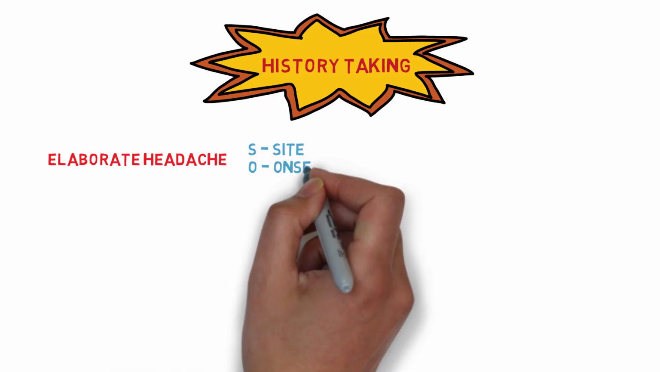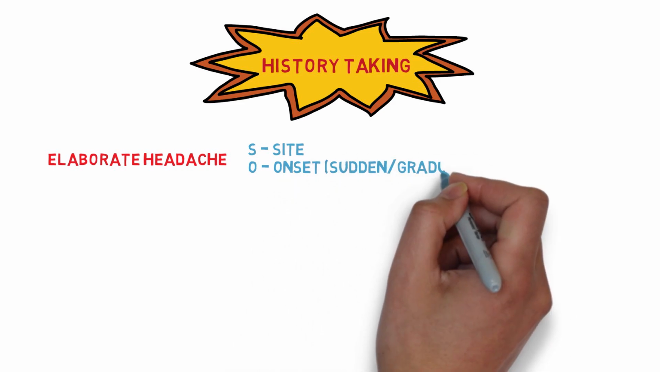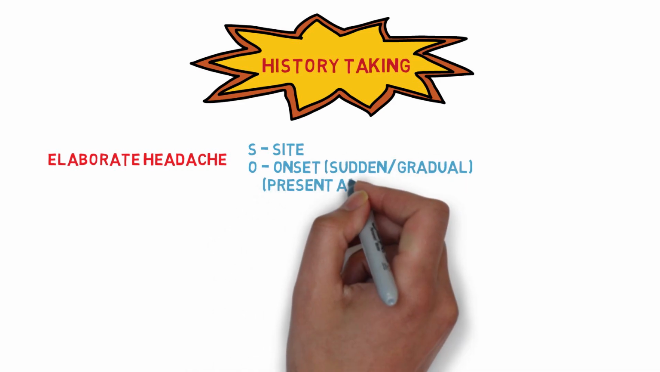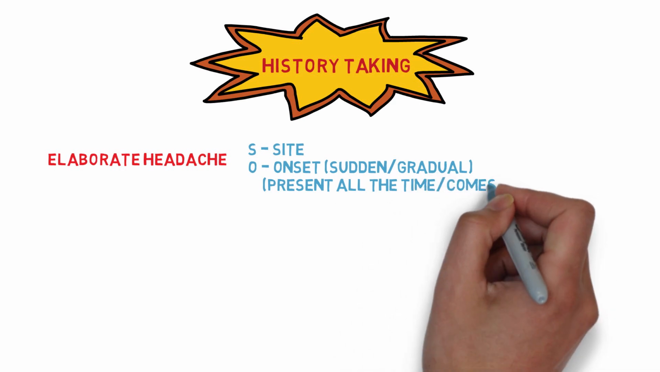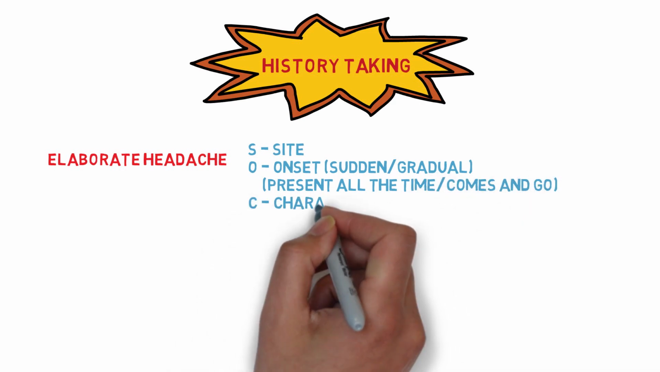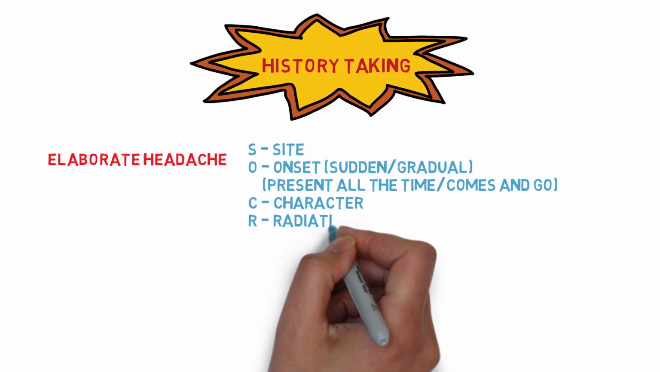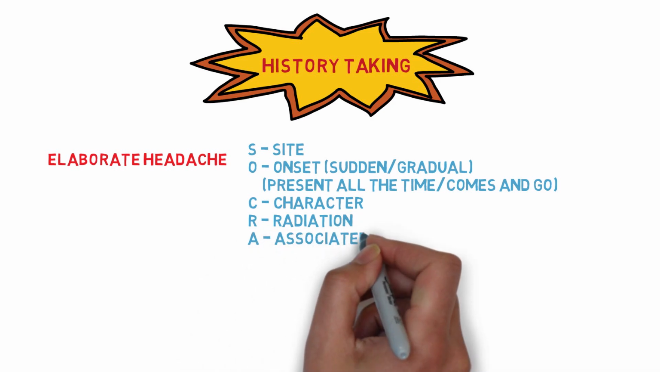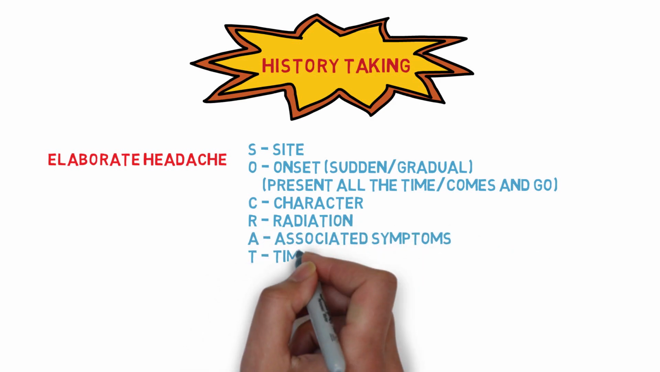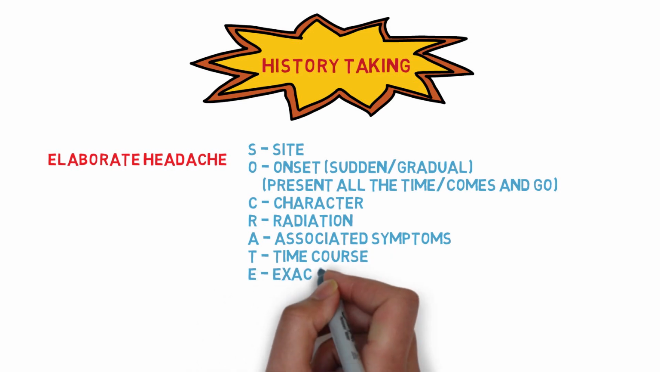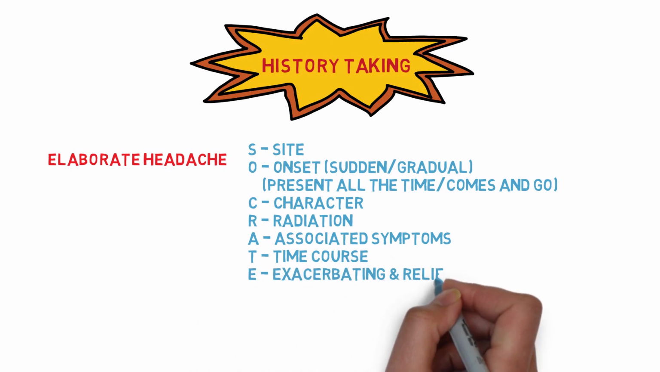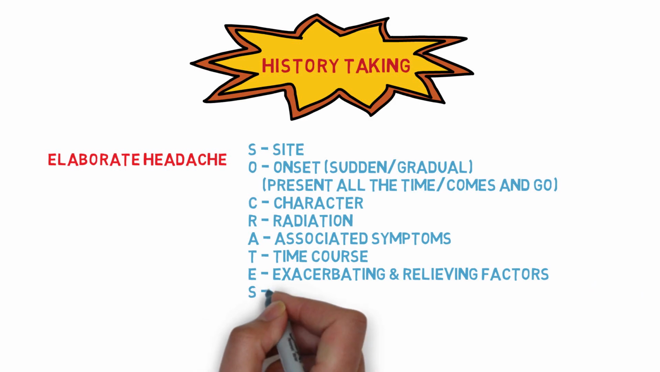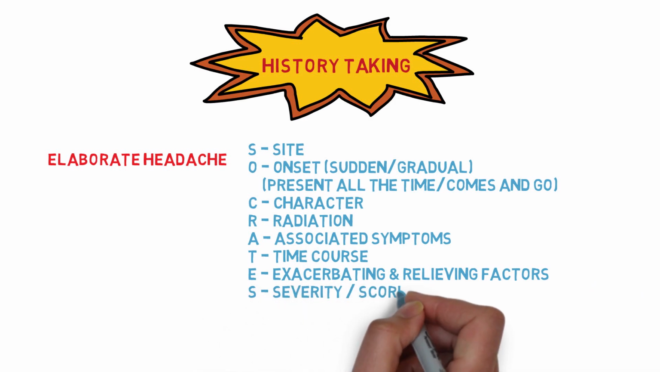Elaborate the headache first. We can remember with the mnemonic SOCRATES. S for site, O for onset, whether it's sudden or gradual in onset, whether it presents all the time or comes and goes. C for character, R for radiation, A for associated symptoms, T for time course, E for exacerbating and relieving factors, S for severity or scoring from grade 1 to 10.